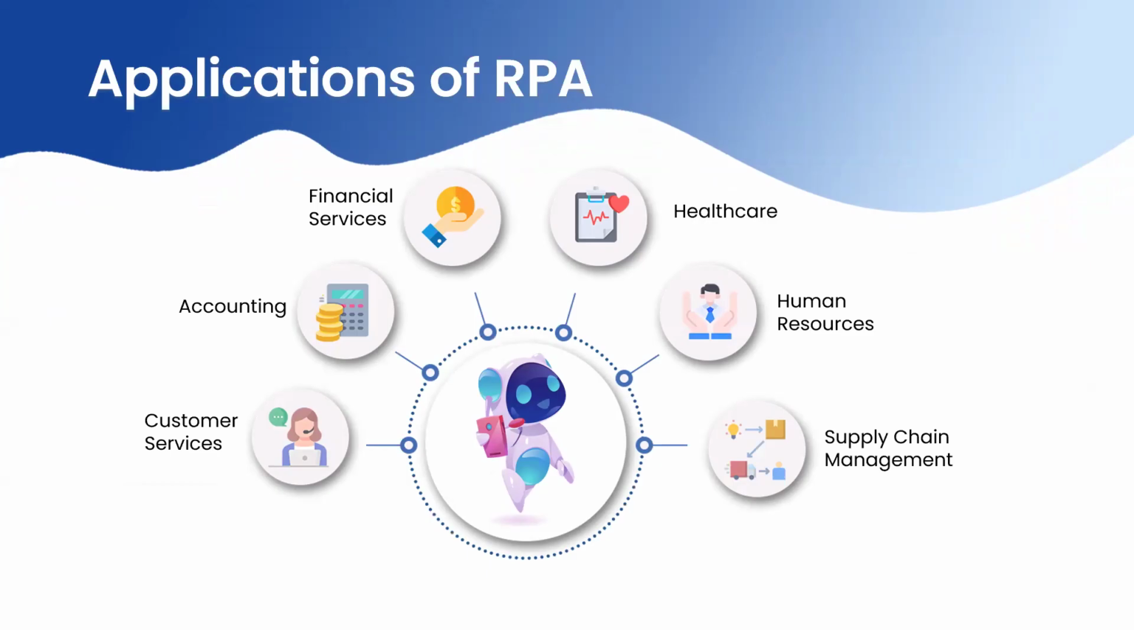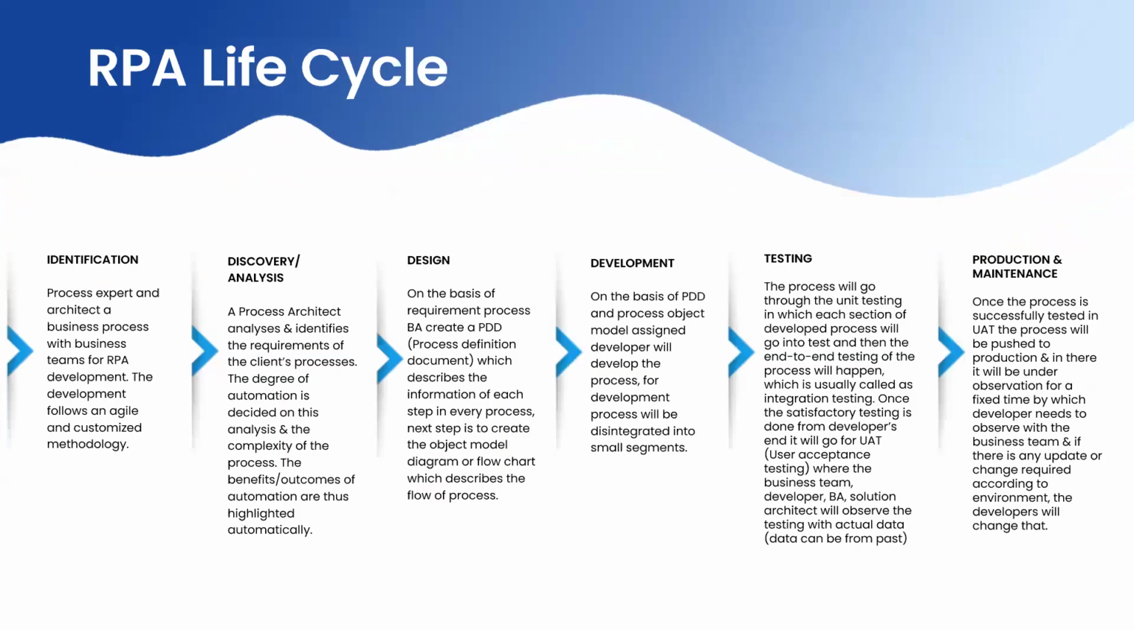In each domain, we discussed how it is involved in the processes, like the finance domain, healthcare domain, HR (human resource) domains, accounting, customer care, and all of them. Now, today we're going to start with the RPA life cycle. The RPA life cycle involves these stages: identification, discovery and analysis, then designing, development, testing, and production and maintenance.